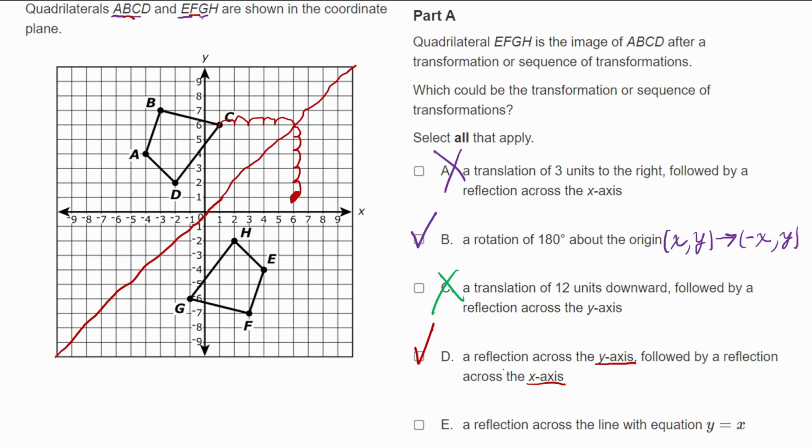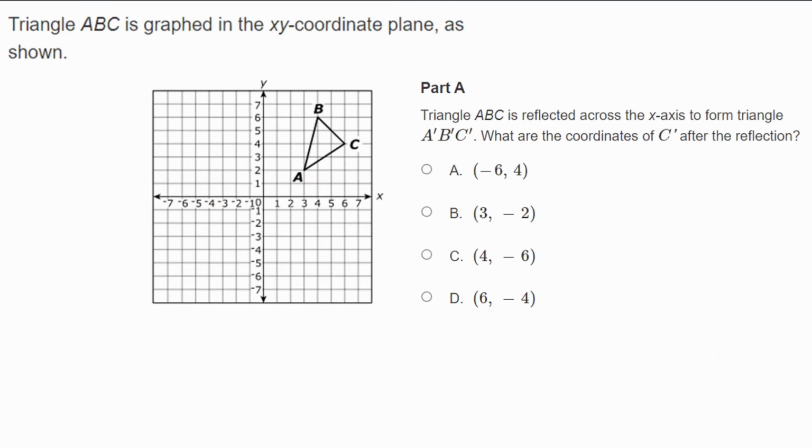Is G there? It's not. That tells us that this is not our answer. So we have two answers here, B and D. This is our problem. Let's move on to the next one.